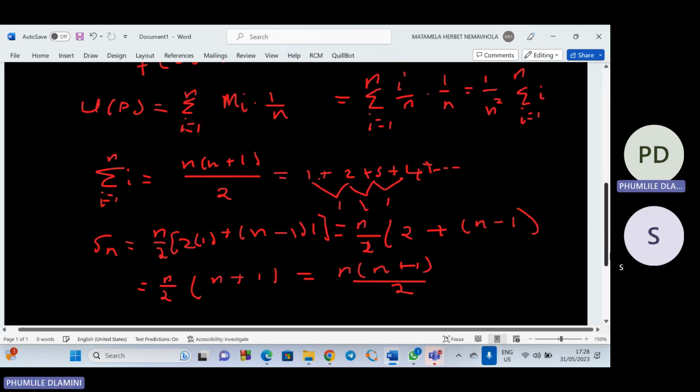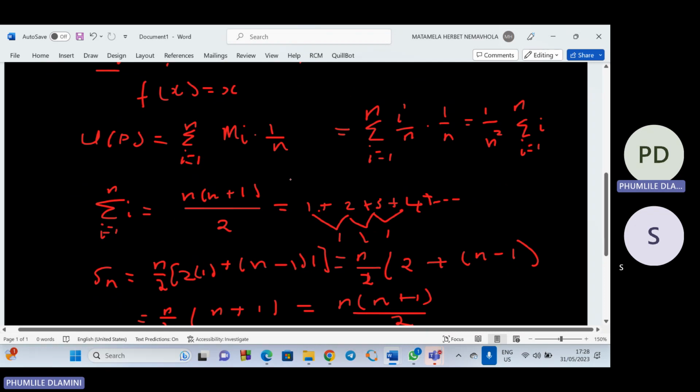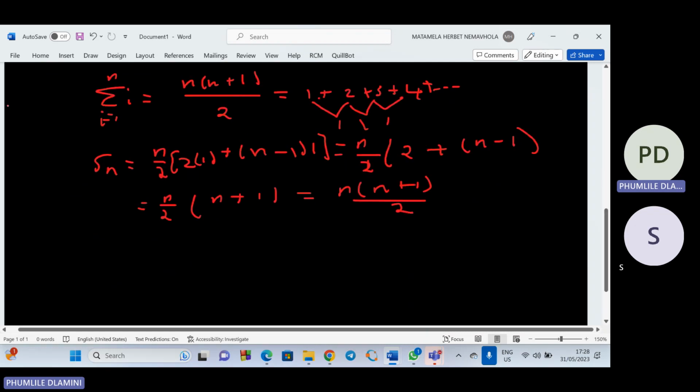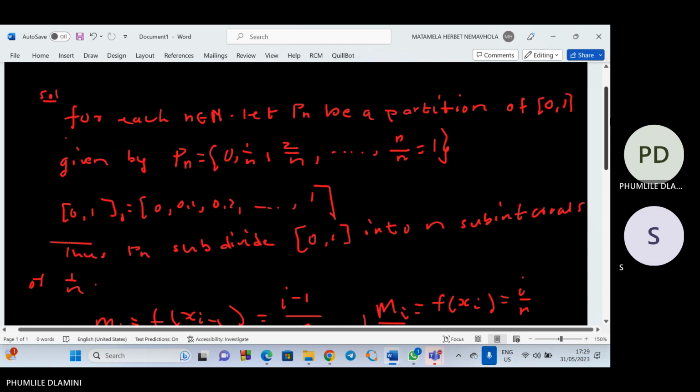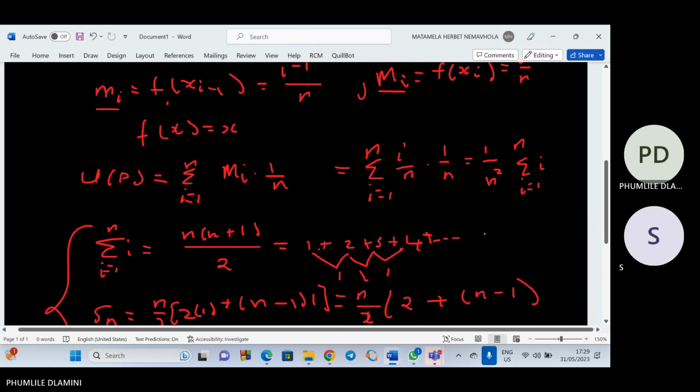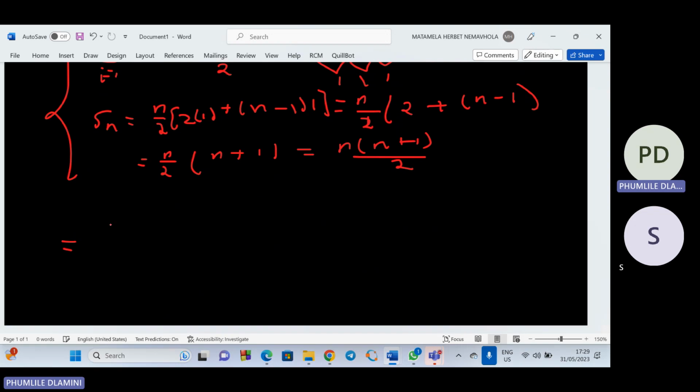So I just proved it to you that this is the same as that. This one, it was not necessary for me to do this in this question, but I'm just showing you how it came. So now when we have this one here, we can write our equation as equals to 1 over n squared. Therefore, we're going to put this, which is going to be n, in brackets n plus 1 over 2, which is going to give us this.